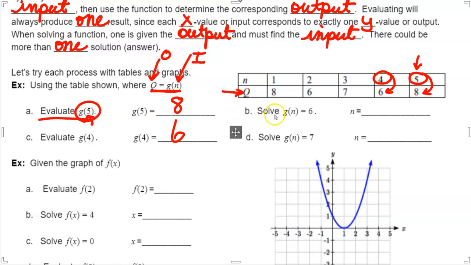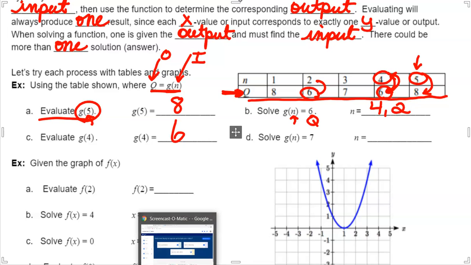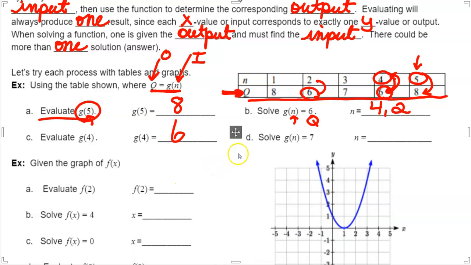Now, coming over here to solve, we're looking for the n value when we're given the output, which is now q. So if I tell you that q is equal to 6, I would come along here and find 6. Now, actually, I see 2 of them. I see 1 here, and I also see 1 here. If there are 2, that means that's one of those situations where we have more than one answer. So if q is equal to 6, then the n value that made that true was 4, and this one, which is 2. So 4, 2 would be my solution for that equation.